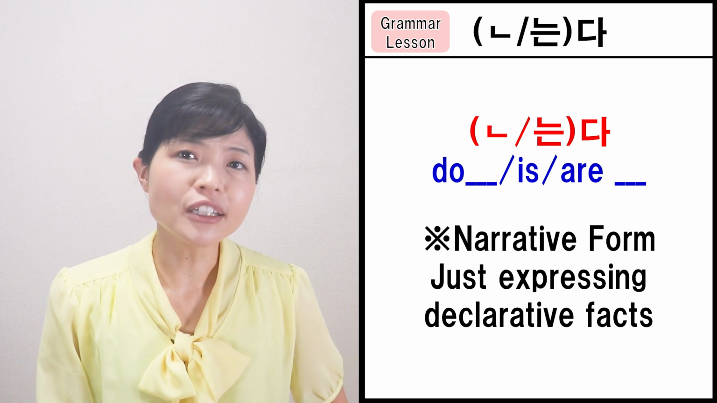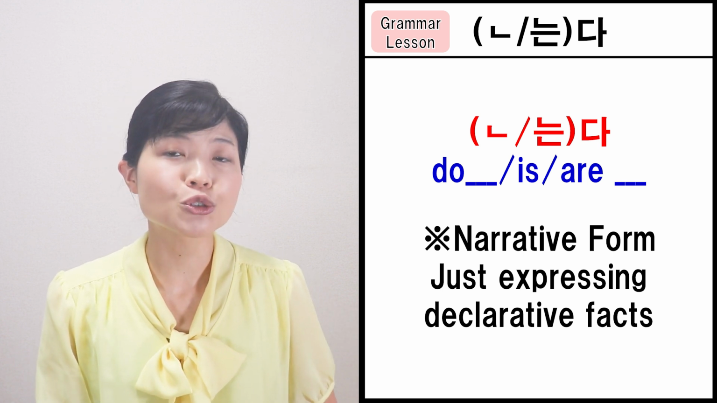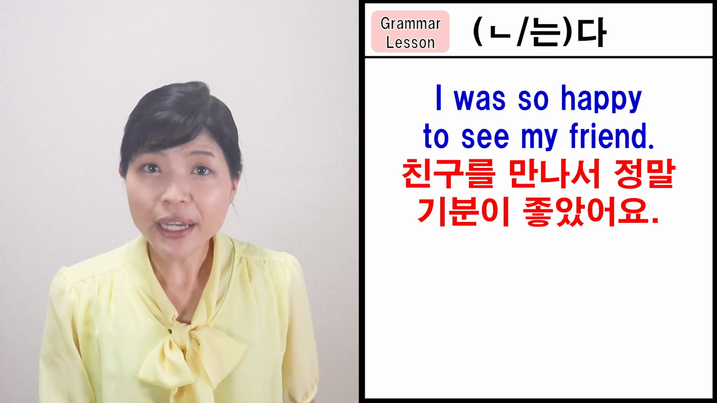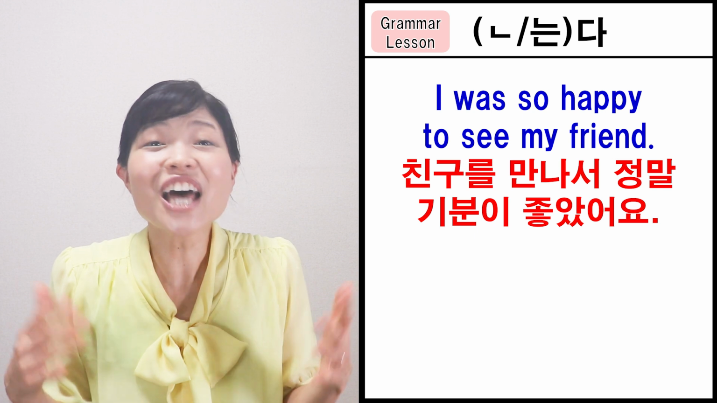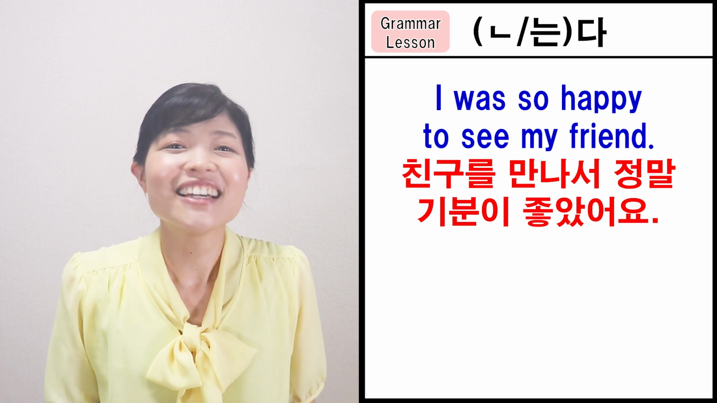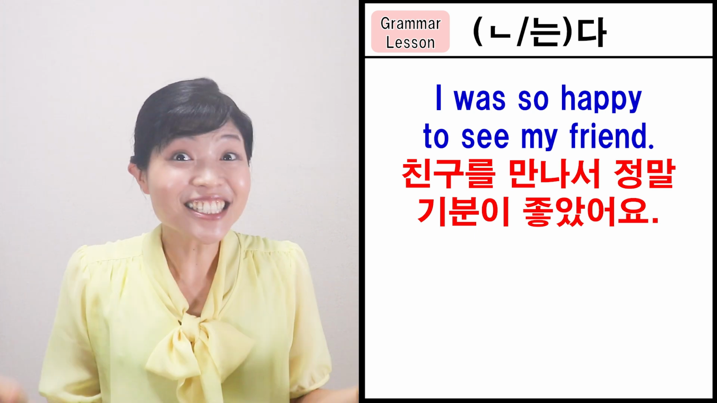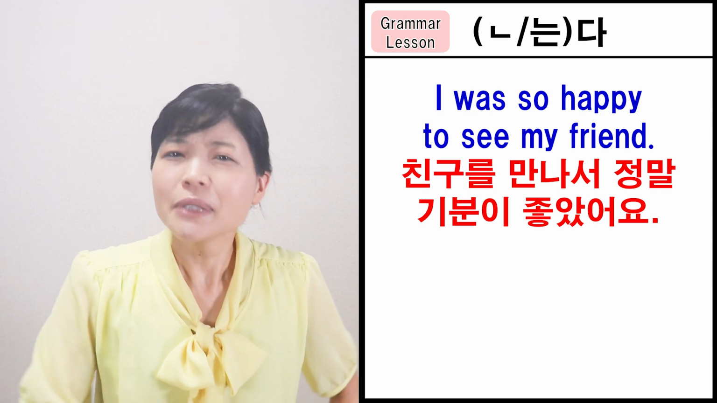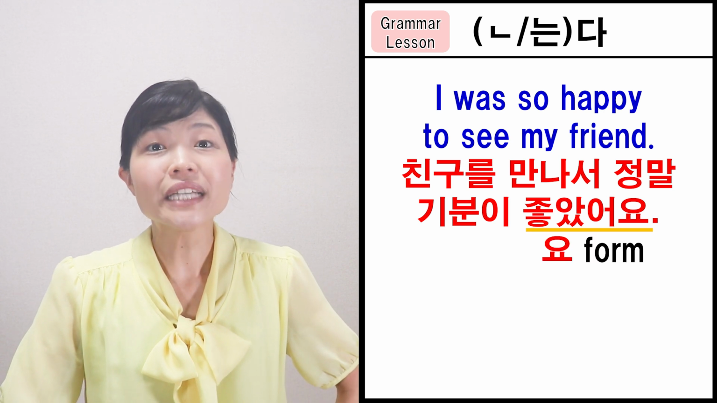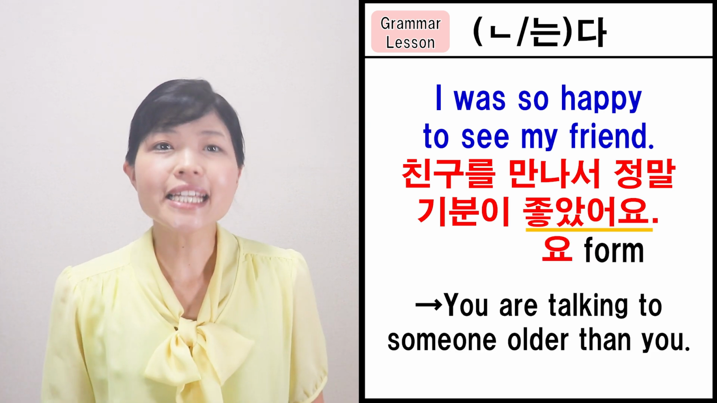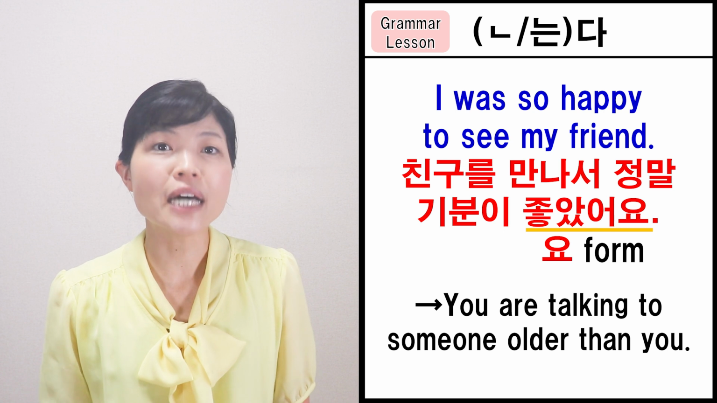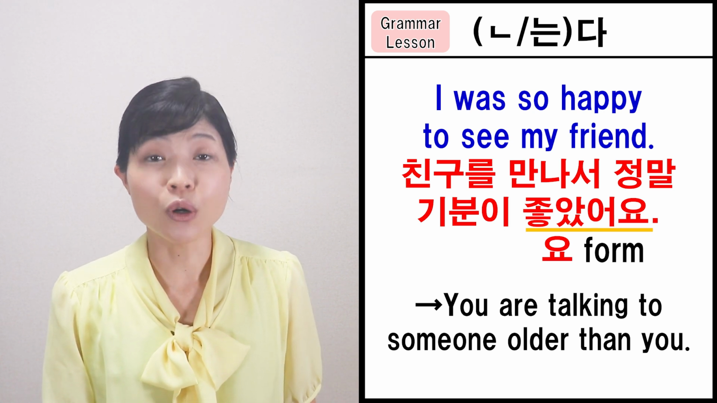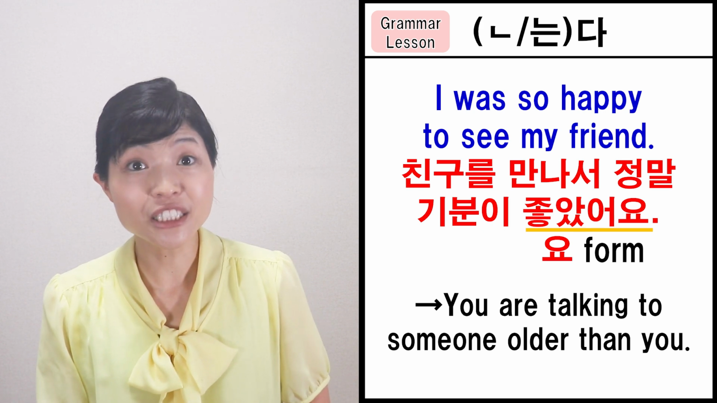It is a little bit hard to explain in just an English translation, so I will show you Korean example sentences. For example, if you say, I was so happy to see my friend, in Korean, it could be 친구를 만나서 정말 기분이 좋았어요. Here, please pay attention to this 좋았어요 part. It indicates that you are talking to someone older than you. Right? Because you are using the polite expression.